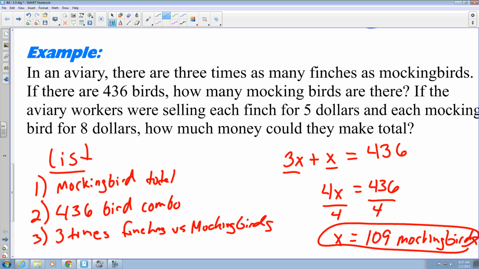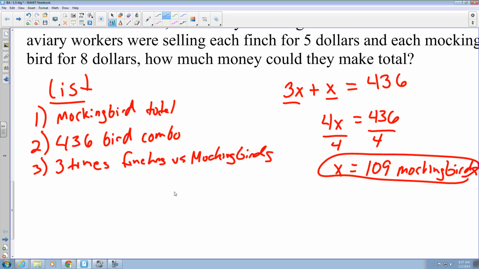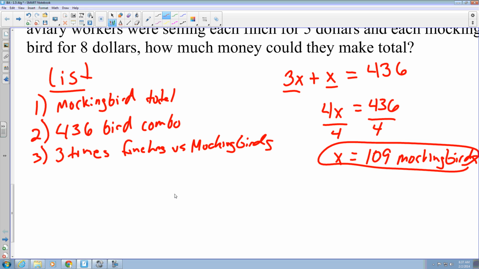The second question they ask is, if they sell finches for $5 and mockingbirds for $8, how much will they make total? Well, first thing I have to figure out is how many finches there are. So, since I know there's 3 times as many finches, I can just take 109, multiply it by 3. So I know that there's going to be 327 finches and 109 mockingbirds. So they're telling us that finches were $5 each. So what I'm going to do is take that 327 and multiply it by 5.